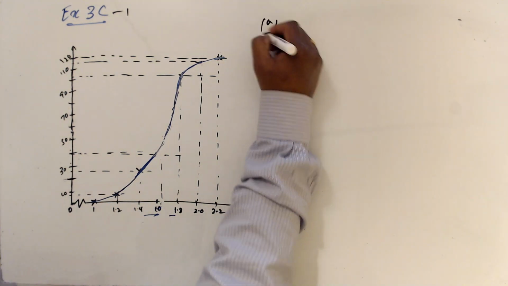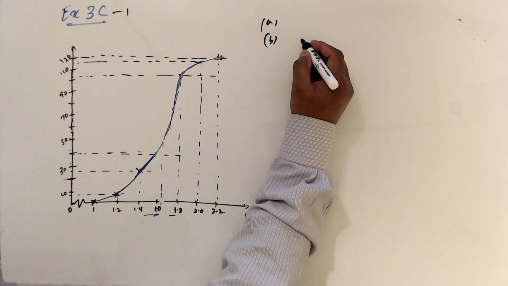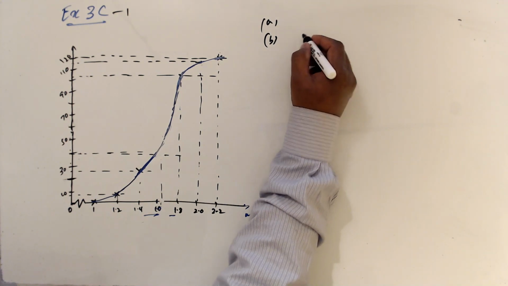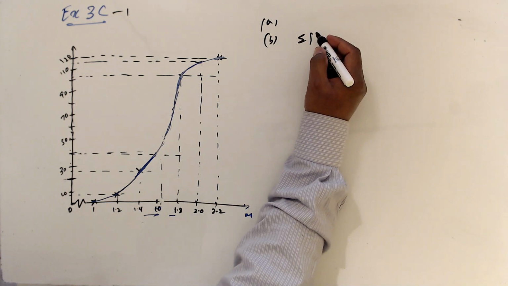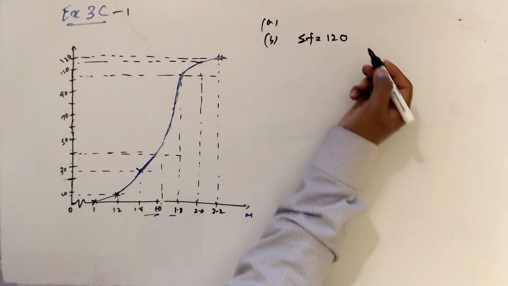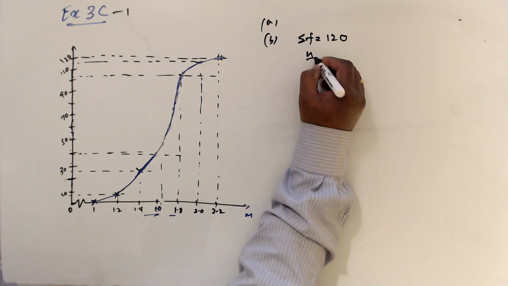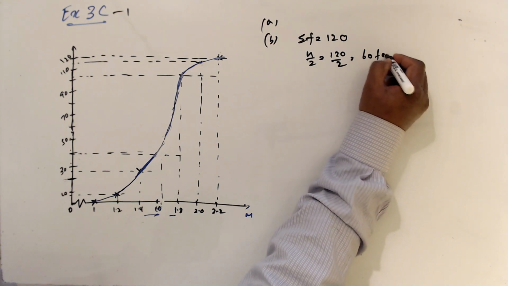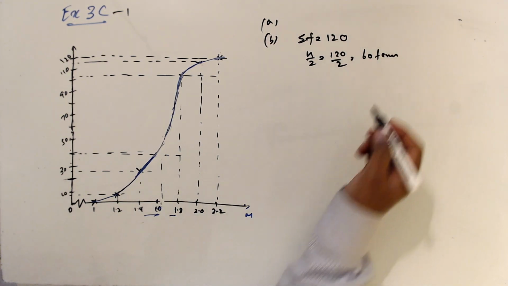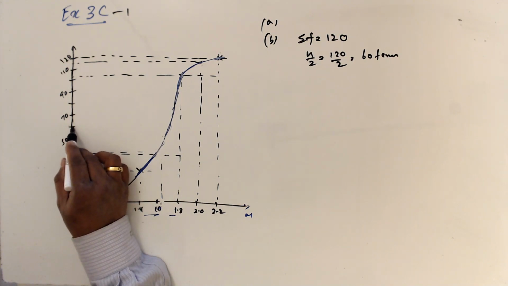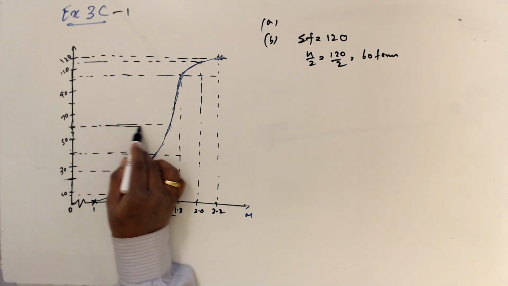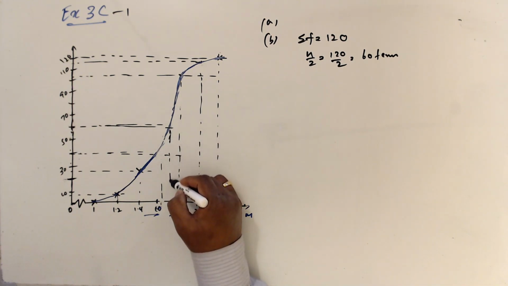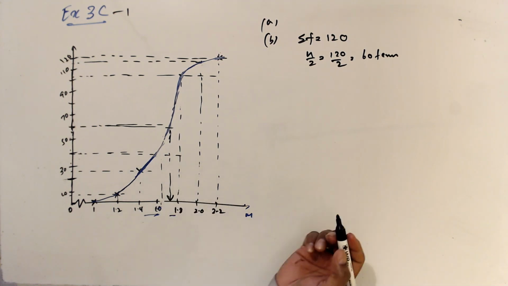First question is draw the frequency table. Part B is draw the cumulative curve and estimate the median. So for the median, summation f is 120 and n divided by 2, 120 divided by 2, is the 60th term. So we want to find the 60th term. This is 60. So this is the value I'm expecting.